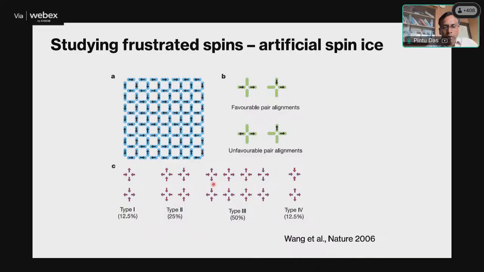Here, let's say this is out, this is out, this is out, and this is in. So this is three out, one in. Similarly, three in, one out. These are all degenerate states of higher energy. Then there is a still higher energy, type 2 and type 1, and type 4 is the highest energy state, all in or all out. I hope this is clear now.